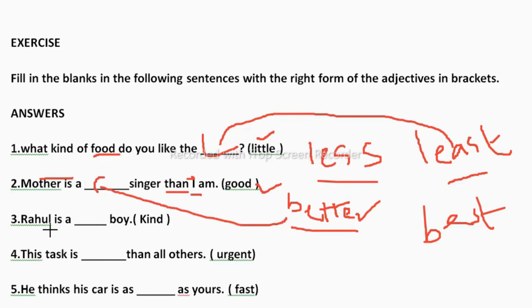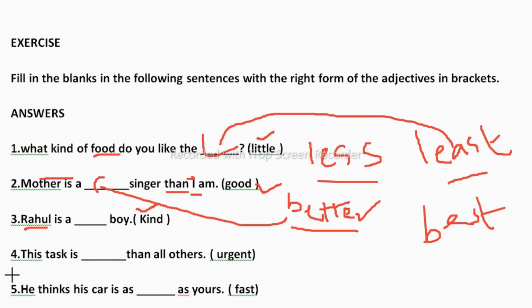Next one, Rahul is a dash boy. So here students you can see clearly no comparison is here. Rahul alone is here. We don't have anyone to compare with Rahul. So that's why there is no change in this. This positive degree only we have to write, because only one person is there. So Rahul is a kind boy.